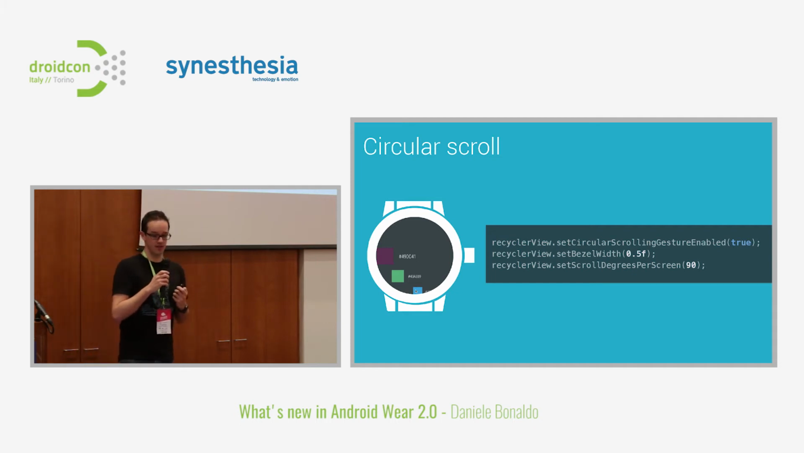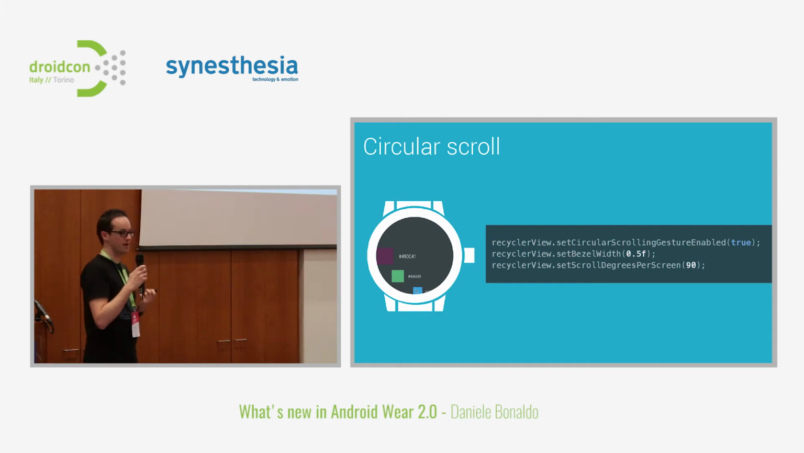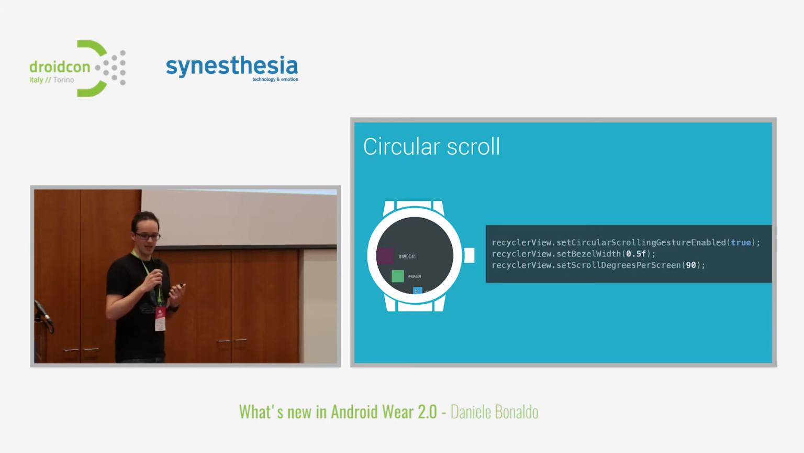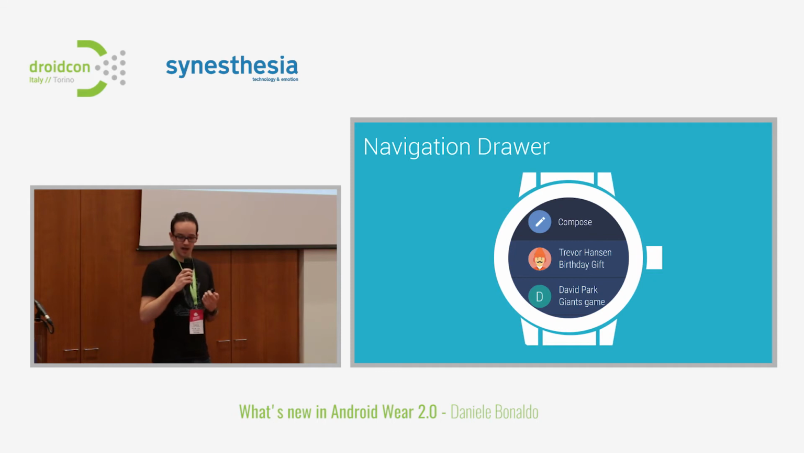Another thing that is introduced in the recycler view, always with round screens in mind, is the circular scroll. You might remember this from old devices like the iPod.